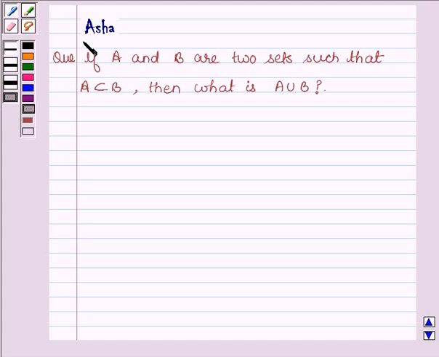Welcome to the session. I am Asha and I am going to help you with the following question, which says, if A and B are two sets such that A is a subset of B, then what is A union B?